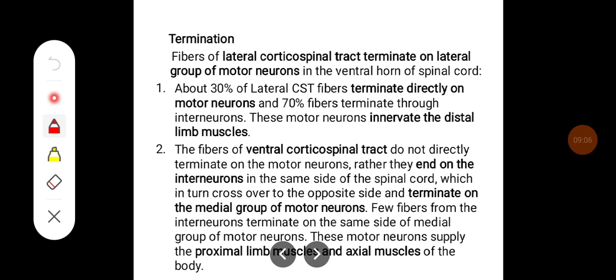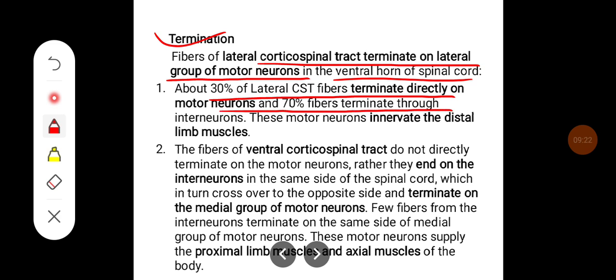Regarding the termination of these corticospinal tracts, the fibers of the lateral corticospinal tract terminate on the lateral group of motor neurons in the ventral horn of the spinal cord. About 30% of the lateral corticospinal tract fibers terminate directly on the motor neurons and 70% terminate through the interneurons. These motor neurons innervate the distal limb muscles.